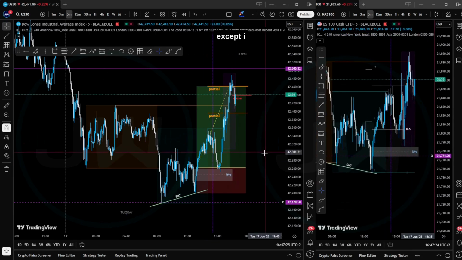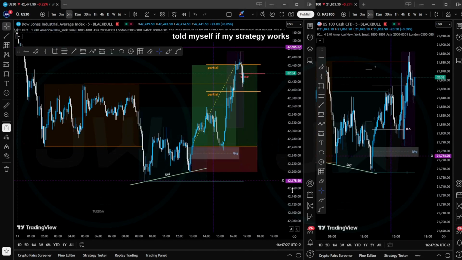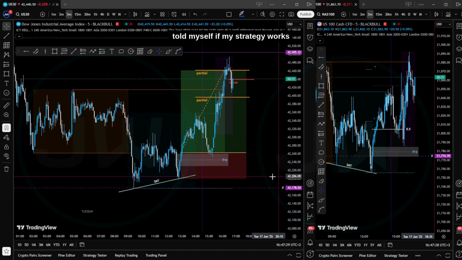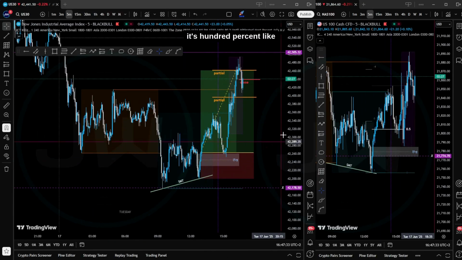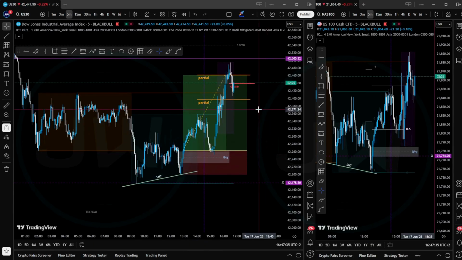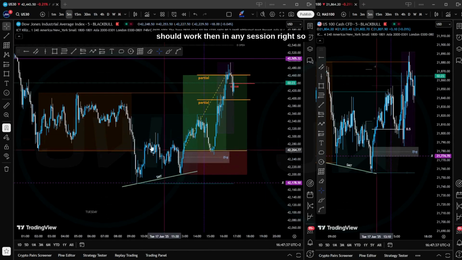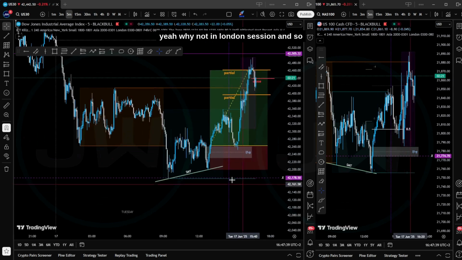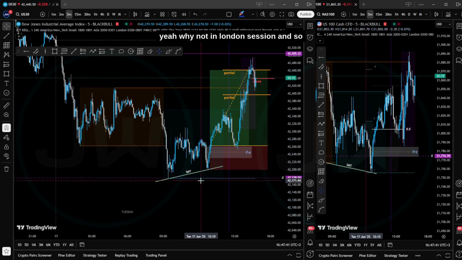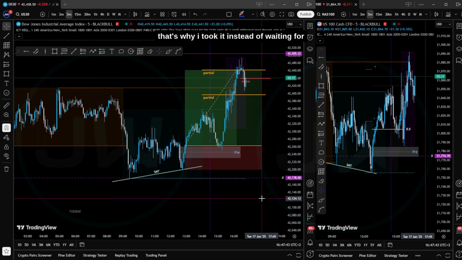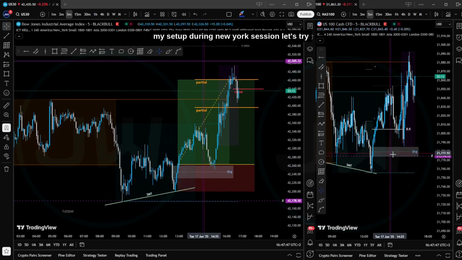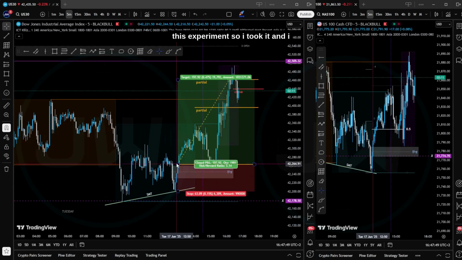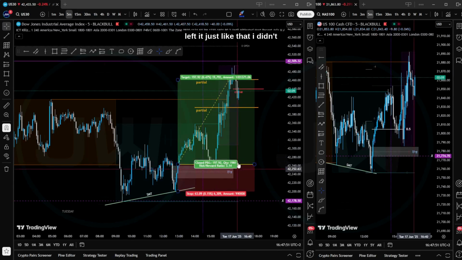There's no other explanation except I told myself, if my strategy works and if this entry works, if it's 100%, it should work then in any session, right? So why not in London session? And so that's why I took it instead of waiting for my setup during New York session. Let's try this experiment.